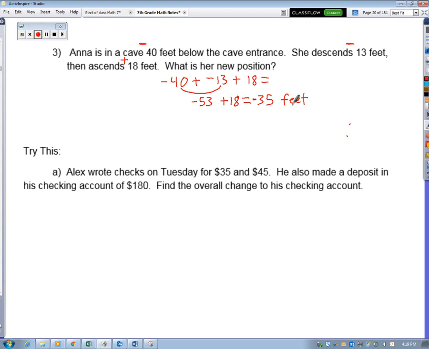Okay? If you think you have a good handle on those, do the try this problem.